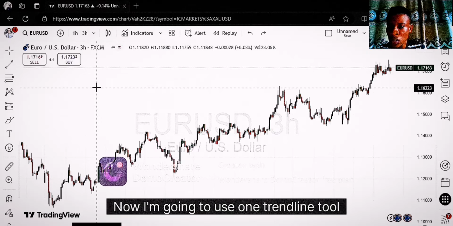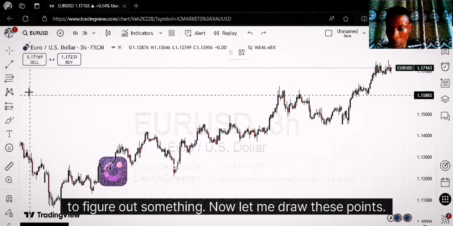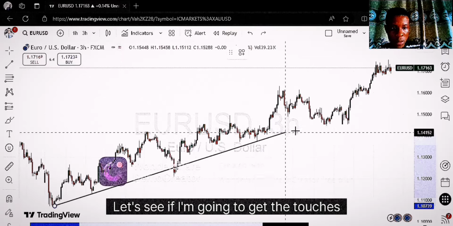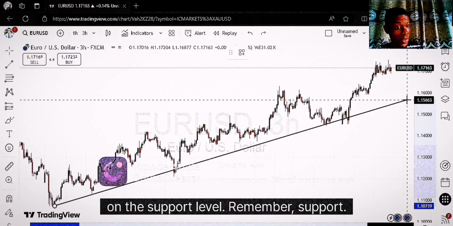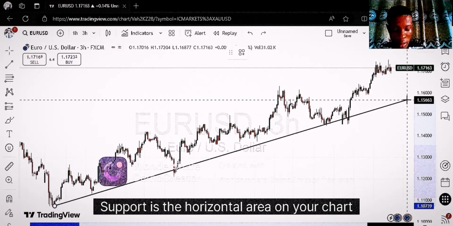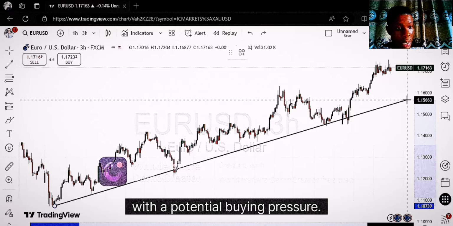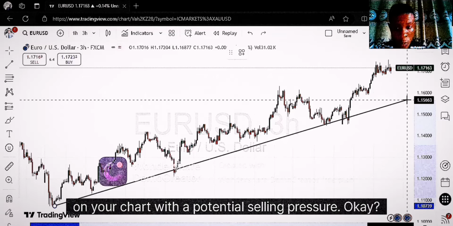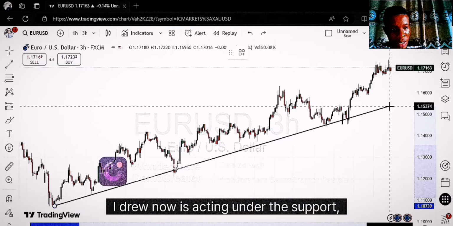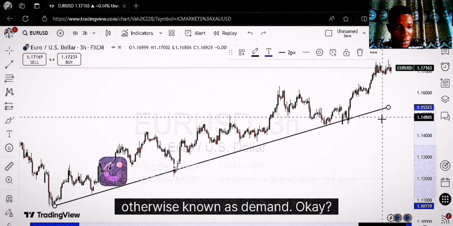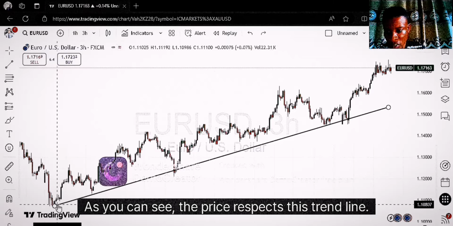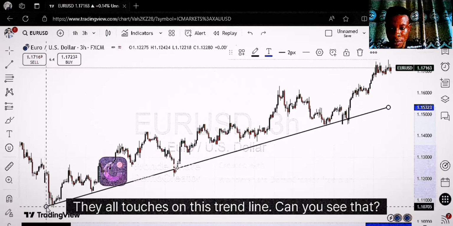Now I'm going to use one trend line tool to figure out something. Let me draw these points. Let's see if I'm going to get the touches on the support level. Remember, support is the horizontal area on your chart with a potential buying pressure, and the resistance is the horizontal area on your chart with a potential selling pressure. So this line I drew is acting as support, otherwise known as demand. As you can see, the price respects this trend line. They all touch this trend line.